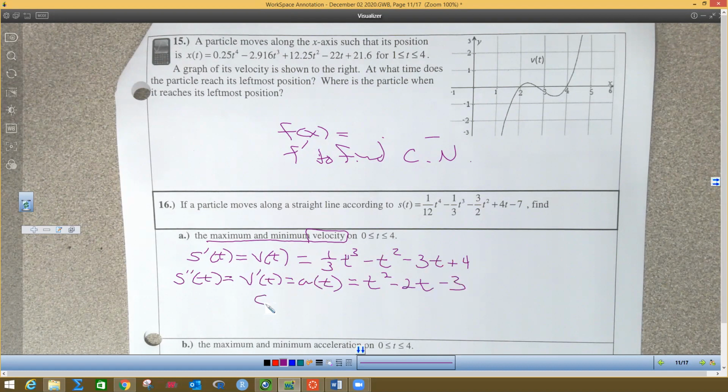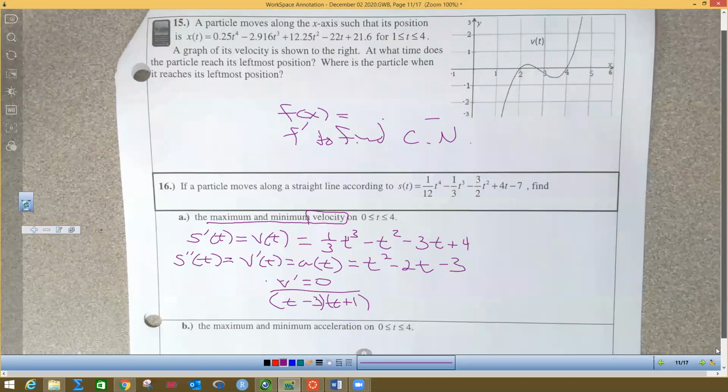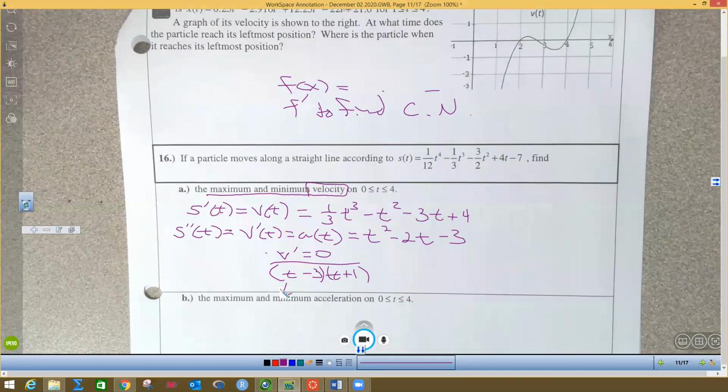So I'm supposed to know my critical numbers occur when the derivative equals 0. So maybe I'm going to put V prime equals 0. We want to know where that works. So I factor that to t minus 3 and t plus 1. Okay. So when I do this, I'm going to get t equals 3 and t equals -1.